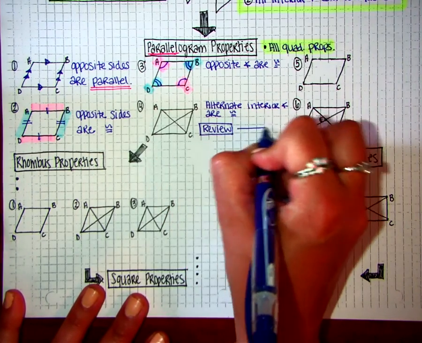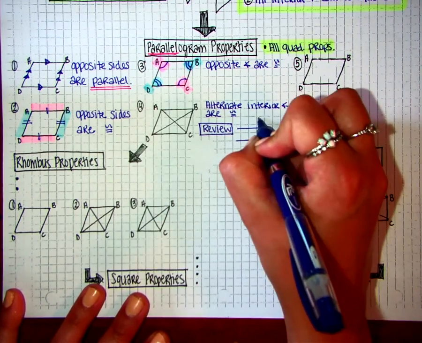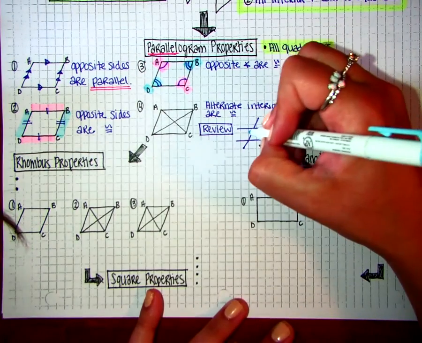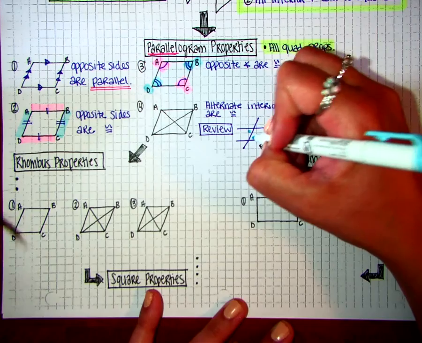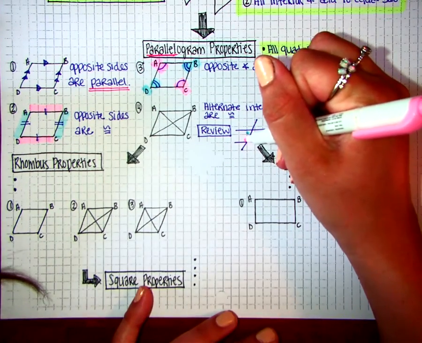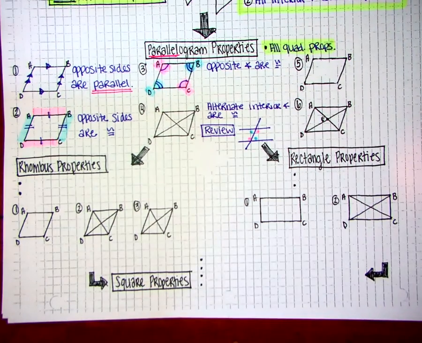Remember, when you have parallel lines cut by a transversal, your alternate interior angles look like this. This angle here and this angle here. And then you have them here and here. This angle and this angle. Those are alternate interior angles. So just for a review from previous chapters, remember, alternate interior angles are congruent. All right, so let's fill everything in.